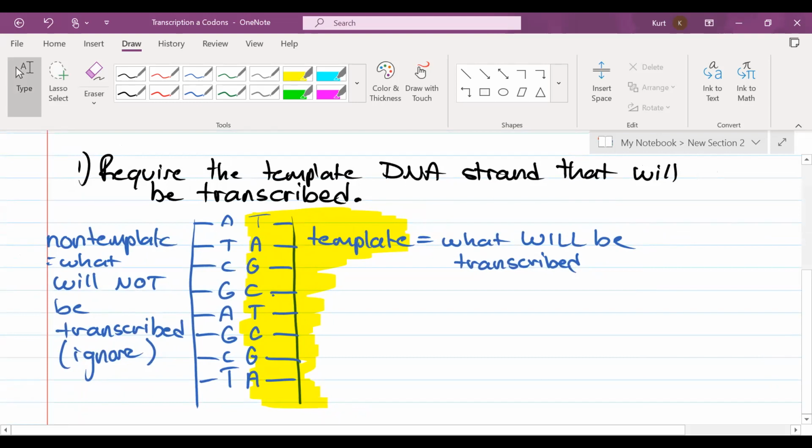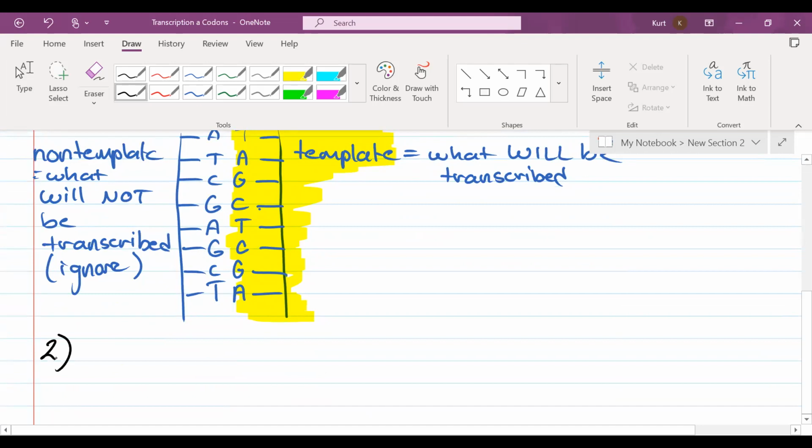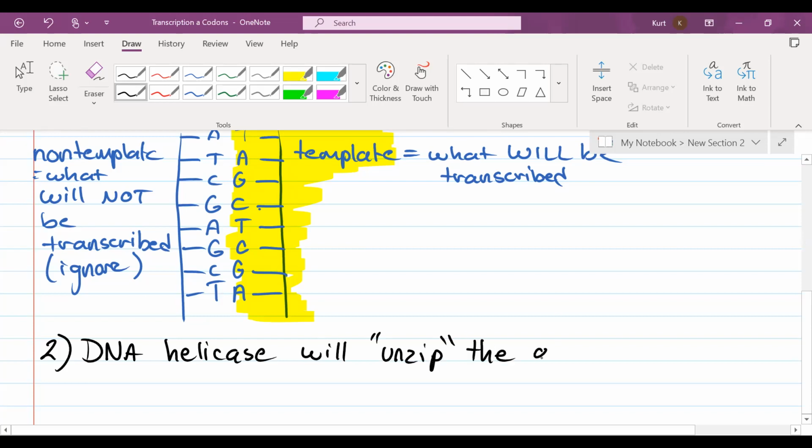So we've identified our template strand. Easy enough. Number 2. What enzyme is going to open up the DNA so we can actually access those nucleotides? Hartley? DNA helicase. DNA helicase will unzip the gene sequence.